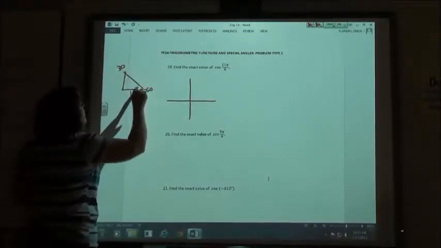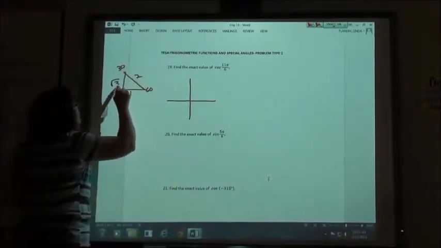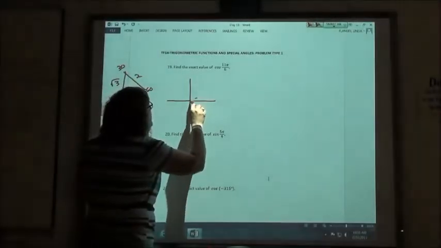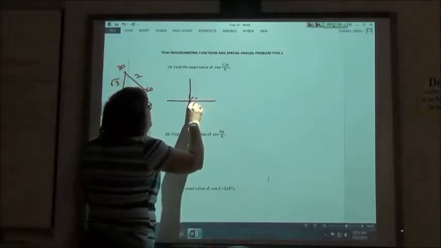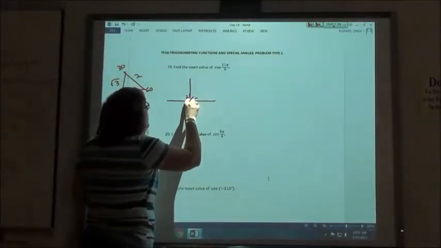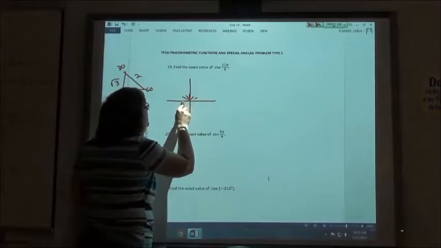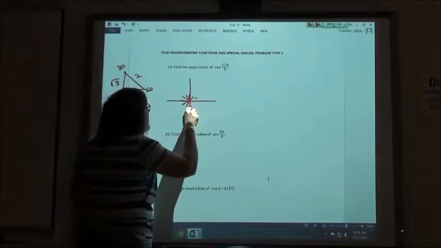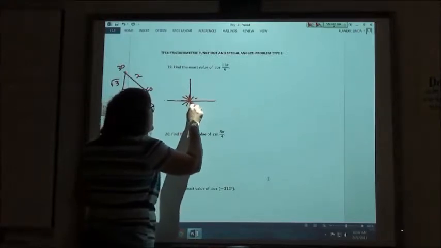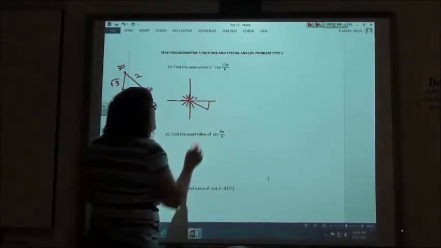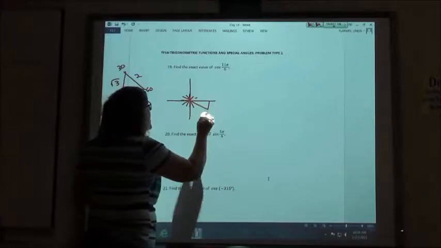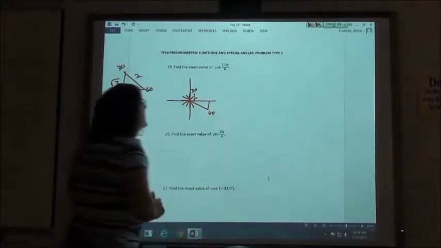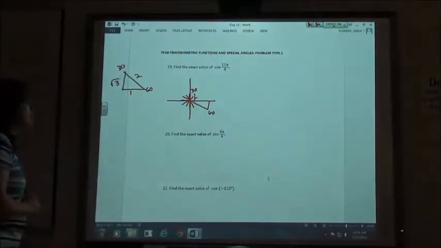So this would be 1, 2, square root of 3, but we have to figure out where 11 pi over 6 is. So 1 pi over 6, 2 pi over 6, 3 pi over 6 is right there. 4 pi over 6, 5 pi over 6, 6 pi over 6 is the same thing as pi, 7, 8, 9, 10, 11. So 11 pi over 6 means that this is a 30, 60, 90 reference triangle.